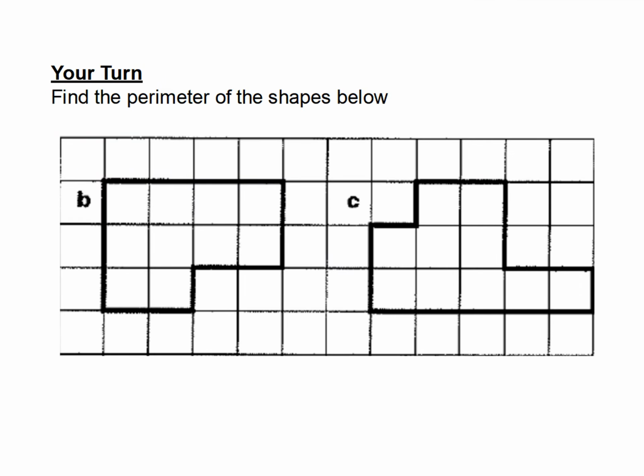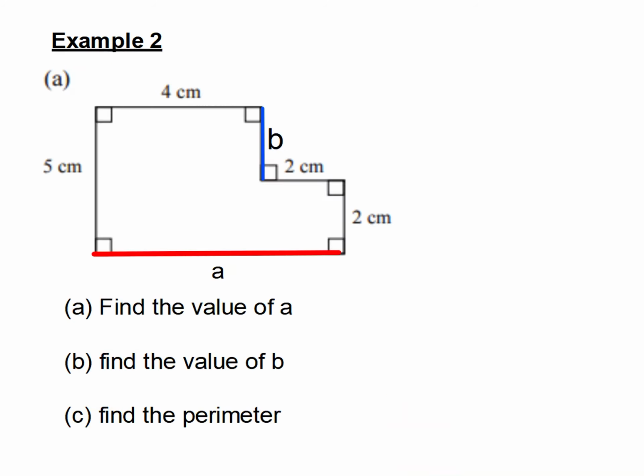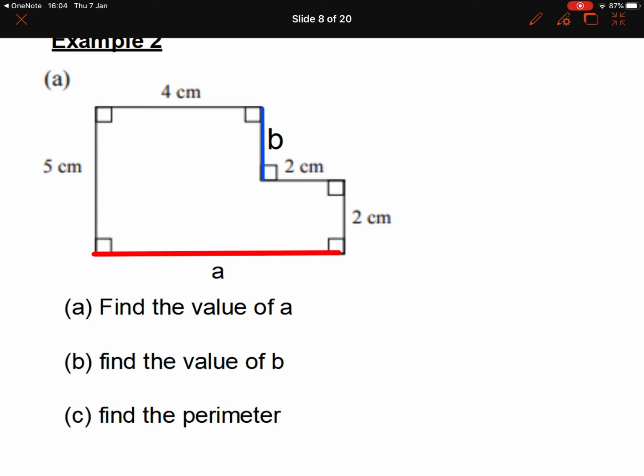Okay, right, so can you pause the video please and find the perimeter of these shapes? Okay, welcome back. So the perimeter of shape B is 14 centimeters, and the perimeter of shape C is 16 centimeters. Okay, well done if you've got that. Okay, right, so let's go and try some examples. So can we copy down example 2, please? Okay, in this example, what you would actually recognize is that there are two lengths missing, and it's important that we find those first before we find the perimeter, okay?